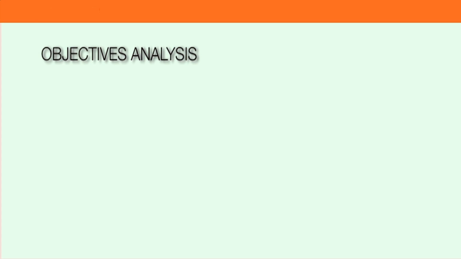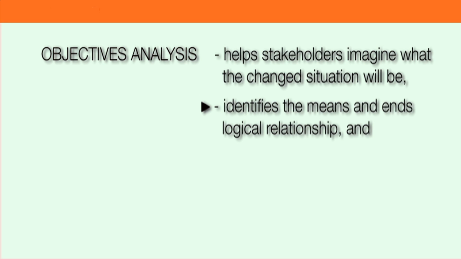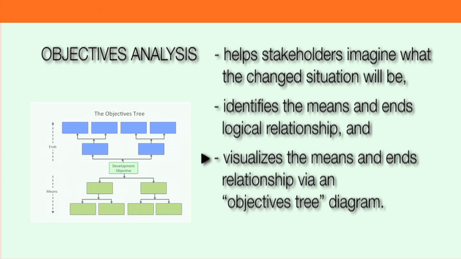Objectives analysis transforms the problem tree into its change state after the starter objective has been resolved. It helps stakeholders imagine what the change situation will be, identifies the means and ends logical relationship, and visualizes the means and ends relationship via an objectives tree diagram.